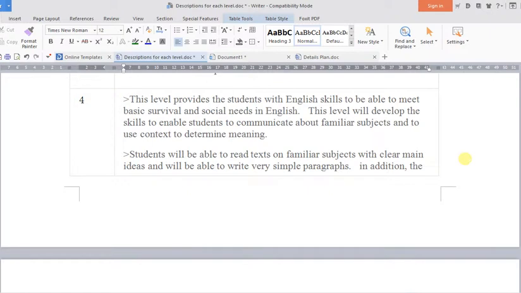So for Level 4, this level provides the students with English skills to be able to meet basic survival and social needs in English. This level will develop the skills to enable students to communicate about familiar subjects and to use context to determine meaning.